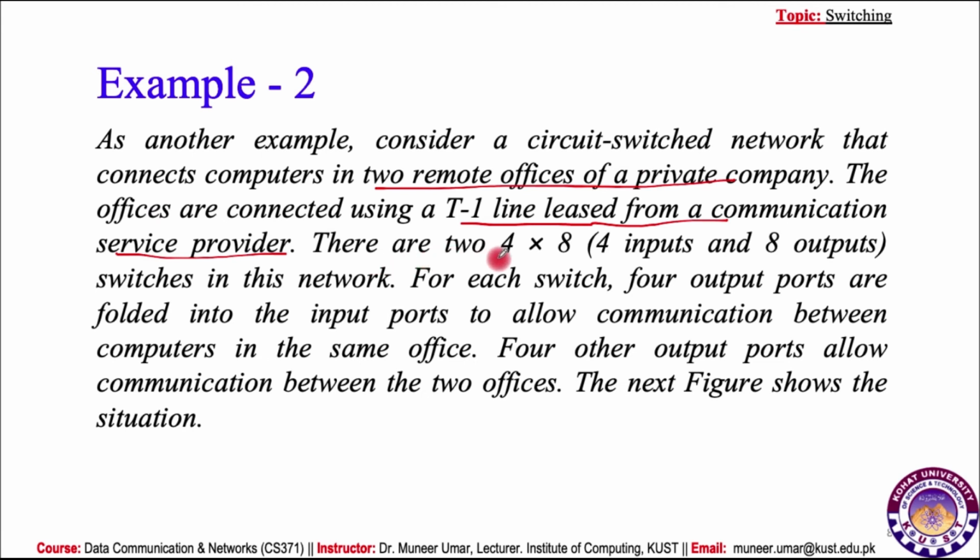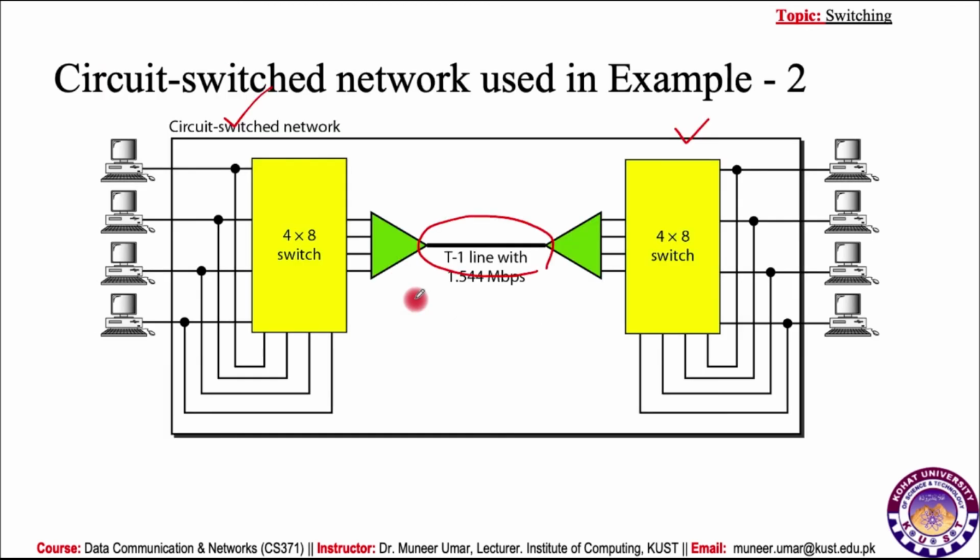There are 4 into 8 switches in this network, 4 inputs and 8 outputs. Now if we look into this figure, there are 2 switches, this one and this one. These are 4 into 8. So these switches are taking 4 inputs and 8 outputs. 4 outputs are here and 4 outputs are here.